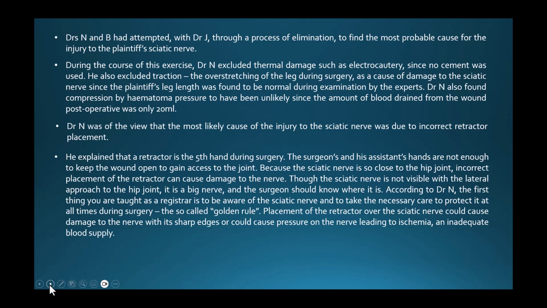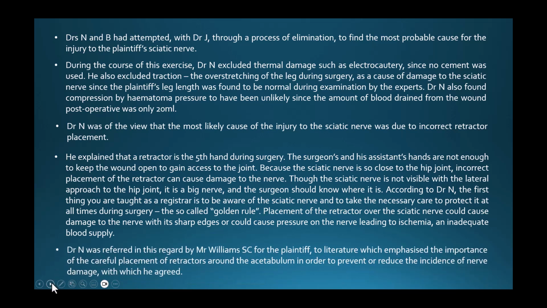According to Dr. N, the first thing you are taught as a registrar is to be aware of the sciatic nerve and to take the necessary care to protect it at all times during surgery, the so-called golden rule. Placement of the retractor over the sciatic nerve could cause damage to the nerve with its sharp edges, or could cause pressure on the nerve leading to ischemia and inadequate blood supply.